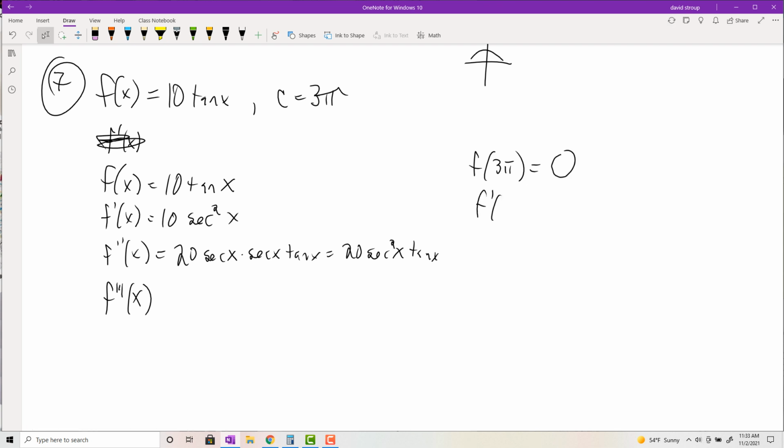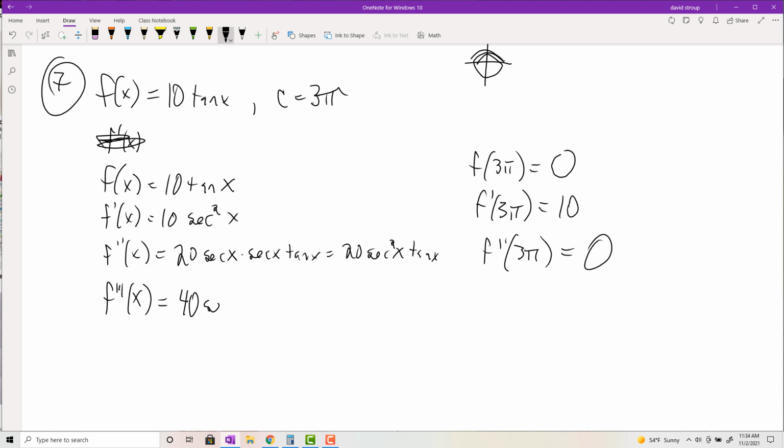F triple prime of x, because this is going to be 0. And then f prime of 3 pi. So secant of 3 pi, so where is 3 pi? 1 pi, 2 pi, 3 pi. That's negative 1. Negative 1 squared is just 1, so times 10 is 10. Double prime of 3 pi is going to be so annoying because they're being jerks. So that's going to be 0. So I'm going to have to go way out.